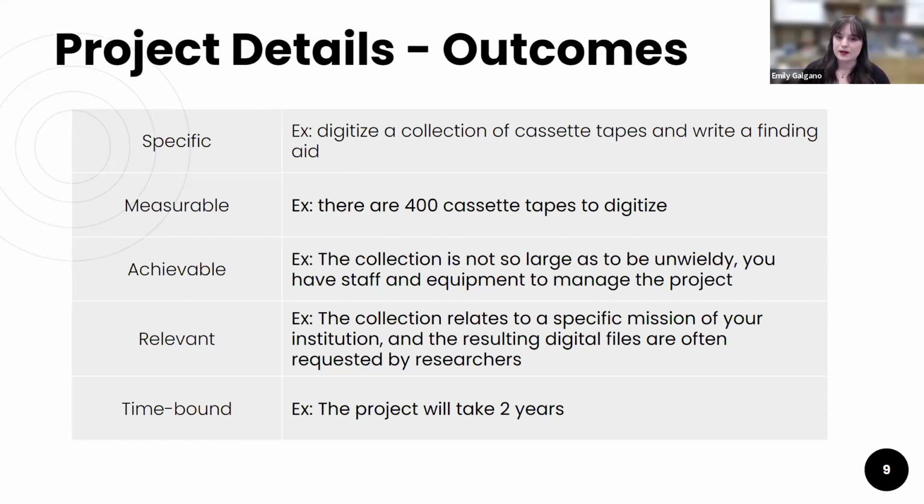I always like to think about these outcomes in terms of SMART goals. I have some examples up here. You want to make sure all of your goals are specific, measurable, achievable, relevant, and time-bound. For example, that means your specific goal is to digitize a collection of cassette tapes and write a finding aid for it. It's measurable because you can say that there are 400 cassette tapes in that collection and one finding aid that you're going to write from it.